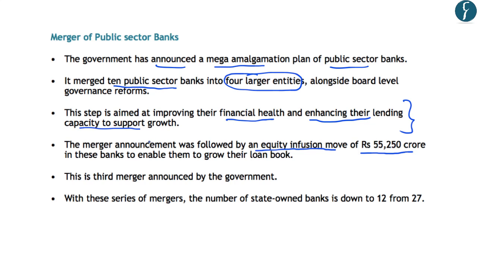This is not the first time the government has announced the merger of public sector banks; previously also, public sector banks have been merged twice. So this is the third merger announced by the government. After this announcement, the number of government-owned banks is down to 12 from the present 27. These are a few important takeaways from the government's announcement.